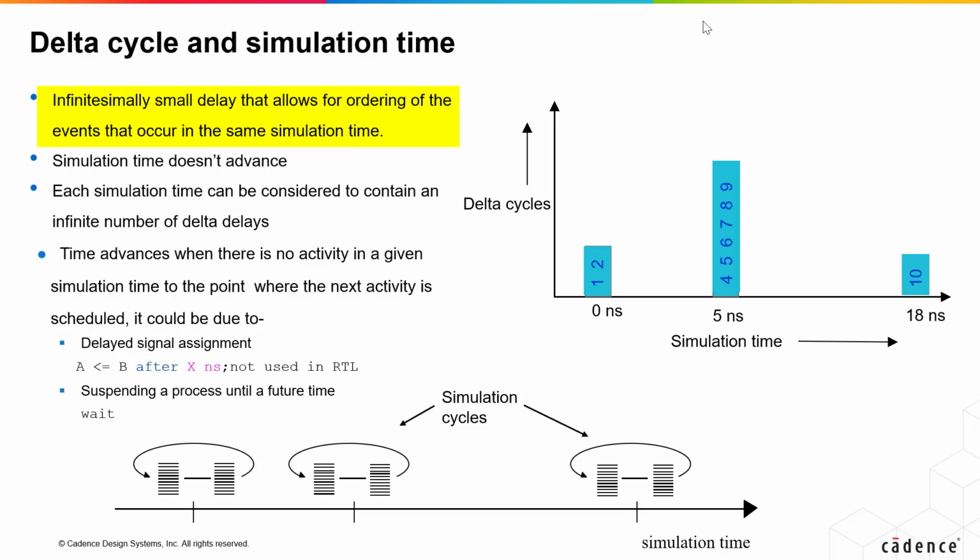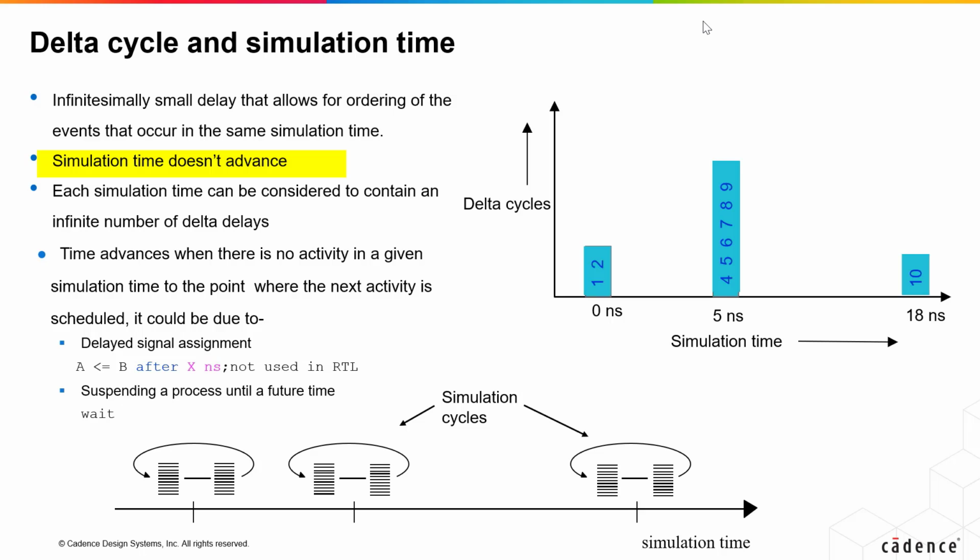Delta delay is an infinitesimally small delay that allows for ordering of the events that occur in the same simulation time. It is to be noted that whenever we assign a signal with a value, it doesn't change as soon as the signal assignment statement is executed. Rather, the assignment schedules a transaction for the signal which is applied after the process suspends. Thus, the process doesn't see the effect of assignment until the next time it resumes, even if this is at the same simulation time. This delay of 0 femtoseconds in a signal assignment is called a delta delay.